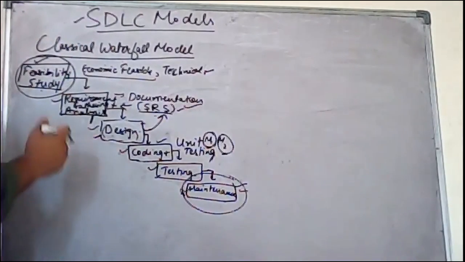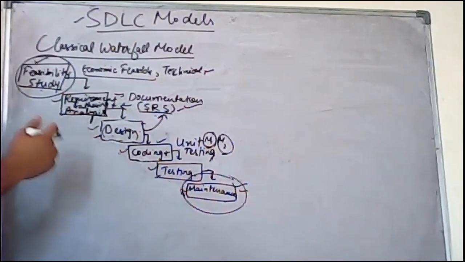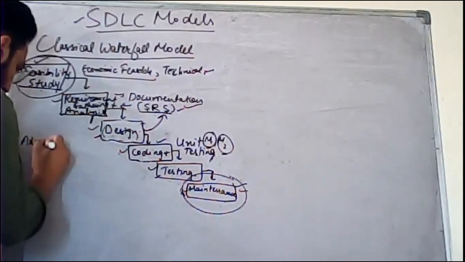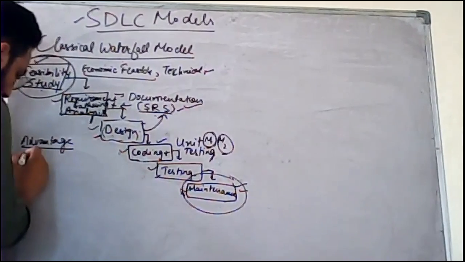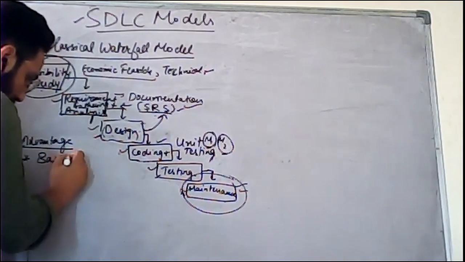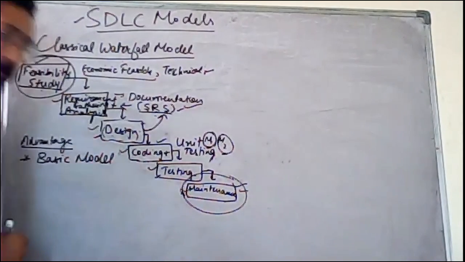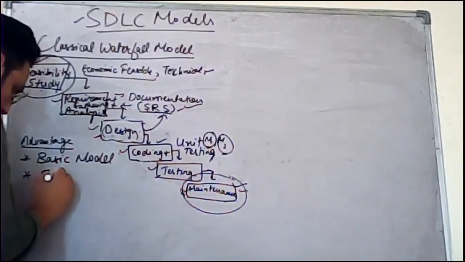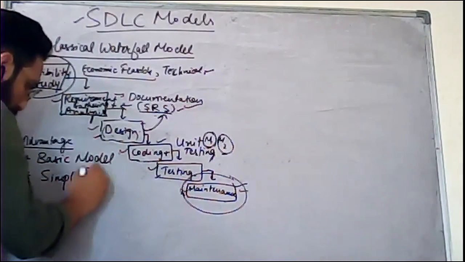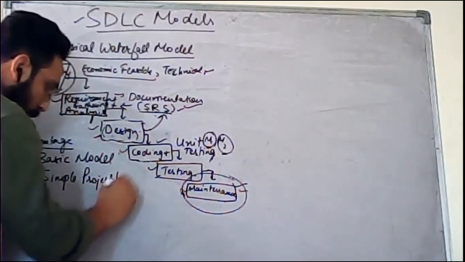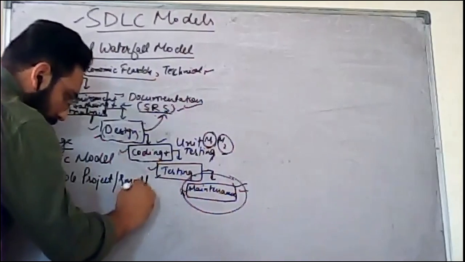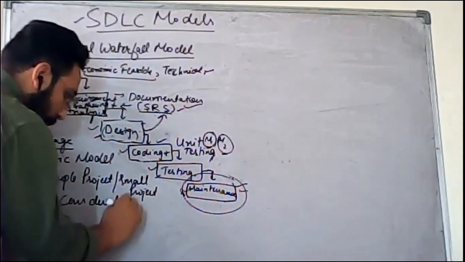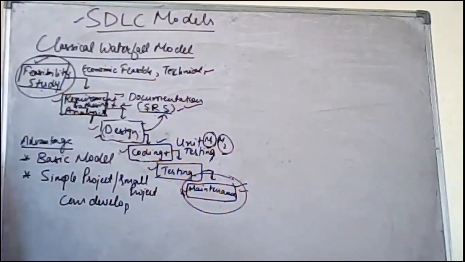Okay, now I will tell you the advantages and disadvantages of your classical waterfall model. First, the advantage of your waterfall model is that it is a basic model. Simple projects, or you can say small projects, can be developed using the waterfall model.